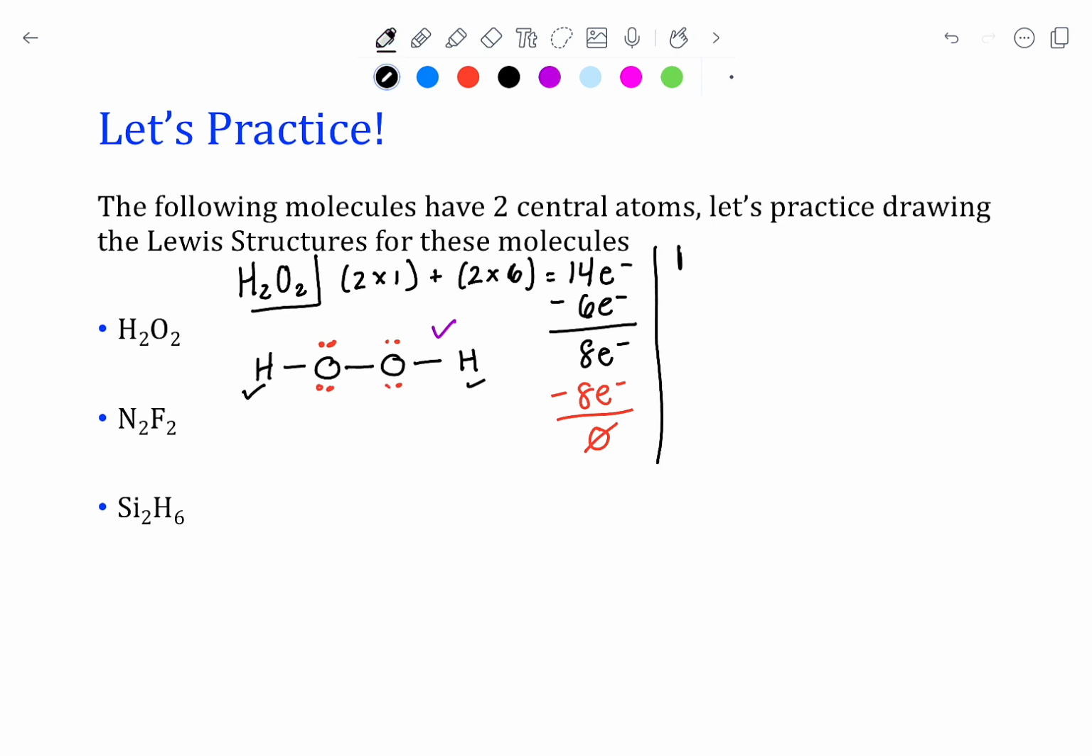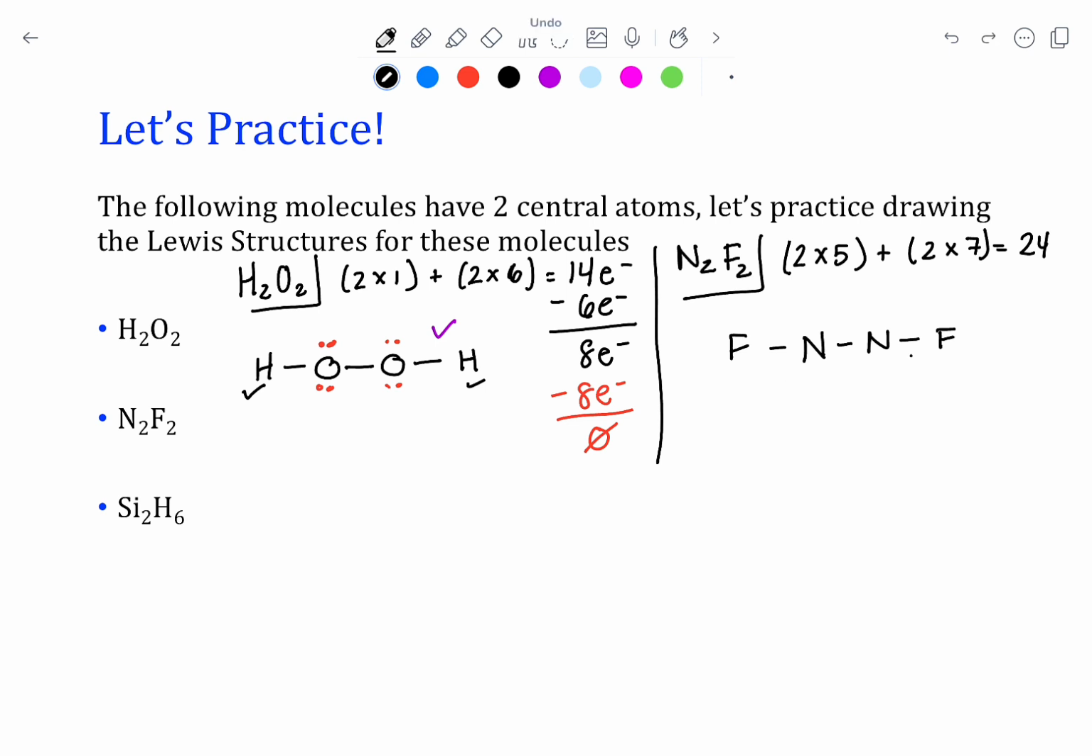Our next example is N2F2. Okay, the 2 nitrogens are going to be our central atoms. So I have 2 nitrogens that each contribute 5 valence electrons, and I have 2 fluorines that each contribute 7. So in total I have 24 electrons. I'm going to bind the nitrogens together with a bond, and they each have a fluorine coming off of them. So again, I've made 3 bonds, so I've used up 6 electrons. So I have 18 electrons left over.